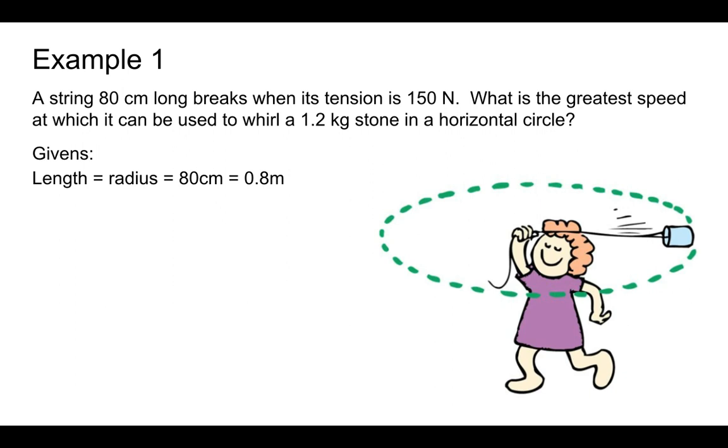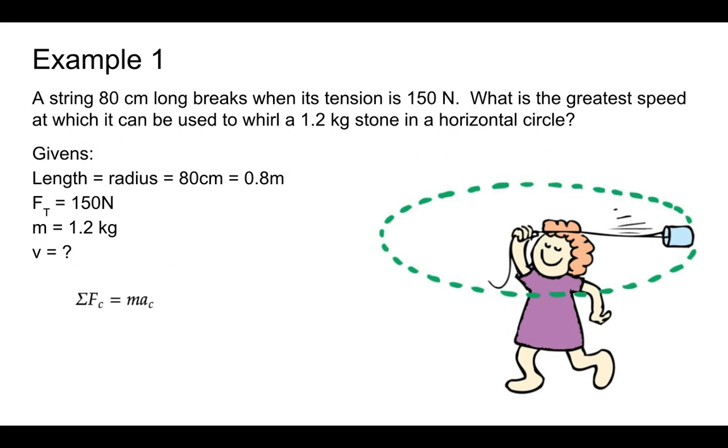And it says that it breaks when its tension is 150 newtons. Basically, because we're looking for the greatest speed, we want to just set tension equal to 150 newtons, because anything past that, the string is going to break. So we're looking for the maximum. So we get force of tension is 150 newtons. The mass of the stone is 1.2 kilograms, and we are looking for the maximum velocity that we can whirl that stone around.